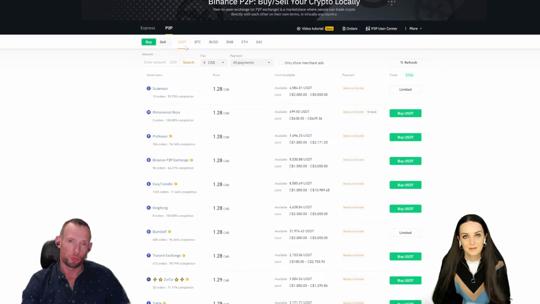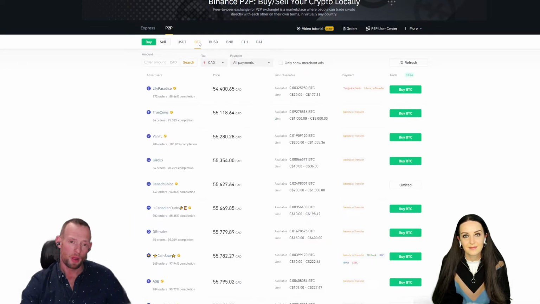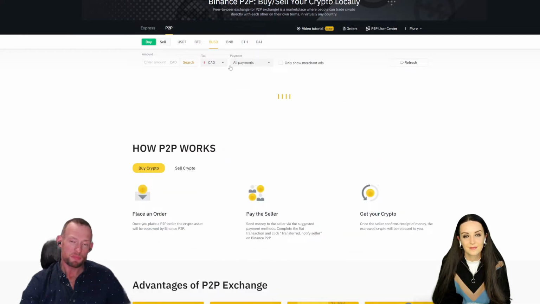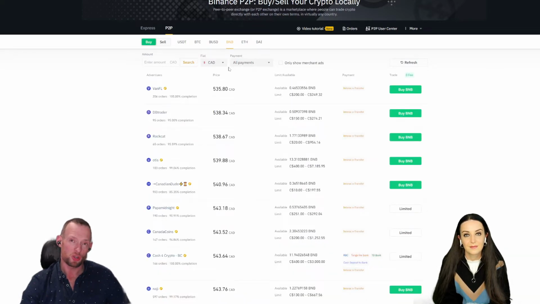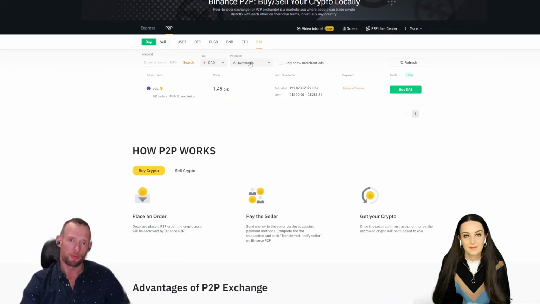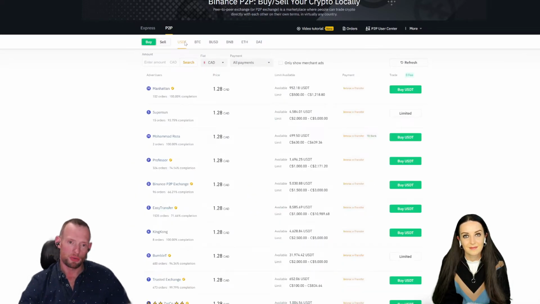USDT Tether, which is a type of stable coin on the crypto networks that's used. Bitcoin, I can purchase directly. BUSD, which is Binance's version of a stable coin. BNB, which is Binance's exchange coin. It's what the platform runs on. ETH, and DAI, which is a stable coin for the Ethereum network. So let's take a look at USDT here.